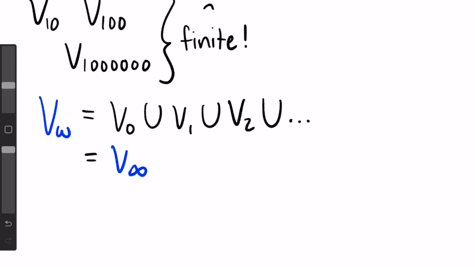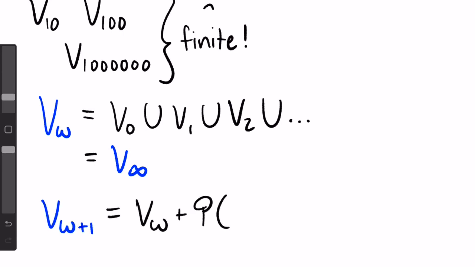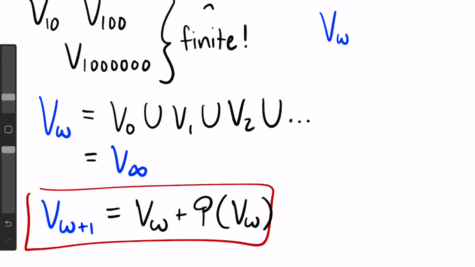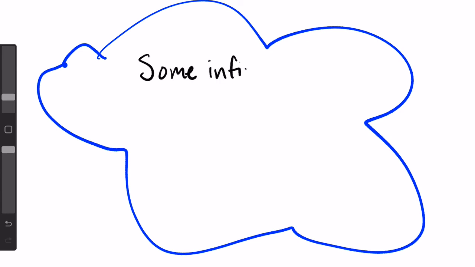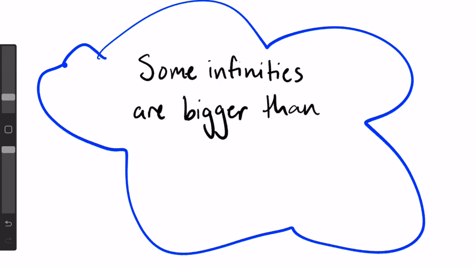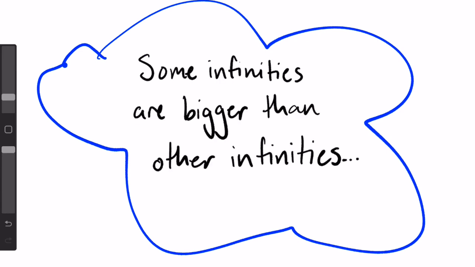The reason we use omega is so that now we can say VOmega plus 1 equals VOmega plus the power set of VOmega. And we keep going the same way to get VOmega plus 2, VOmega plus 3, and so on. These omegas are called ordinals, and once I make a video about that, I will link to it here. But for now, the basic idea is that each of these ordinals, omega plus 1, omega plus 2, etc., is a different size of infinity.